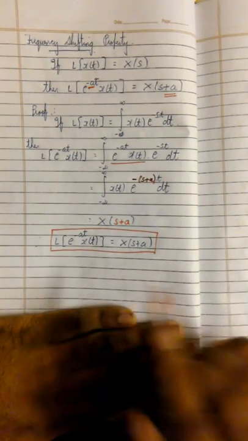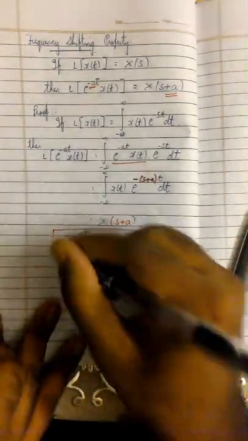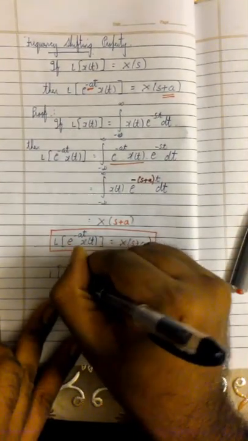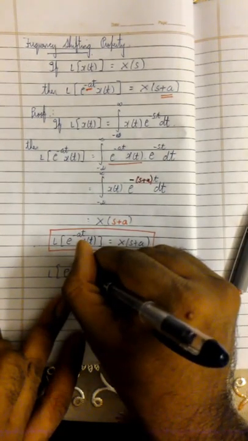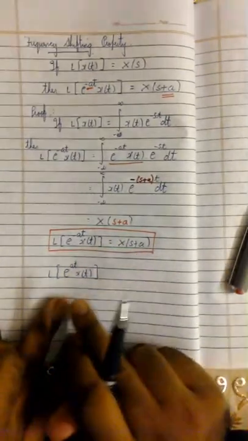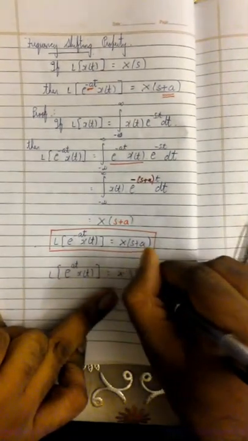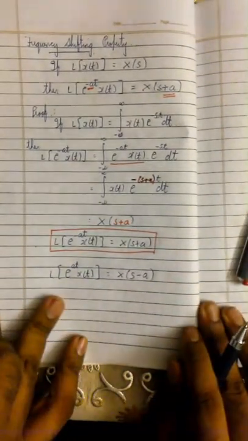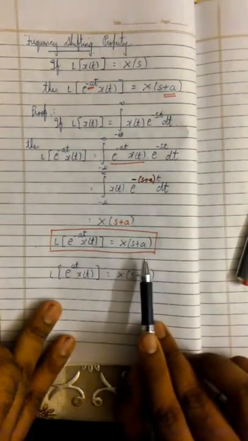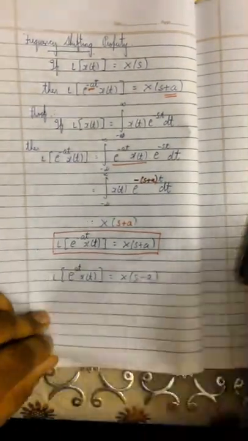So always remember this equation. In other words, if I make the sign change, the frequency shifting theorem can also be defined as the Laplace transform of e raised to plus at into x of t is equal to X of s minus a. You see, if the power is negative over here, then the shift is positive. If the power is positive over here, then the shift is negative. Now let's do some problems regarding this Laplace transform.